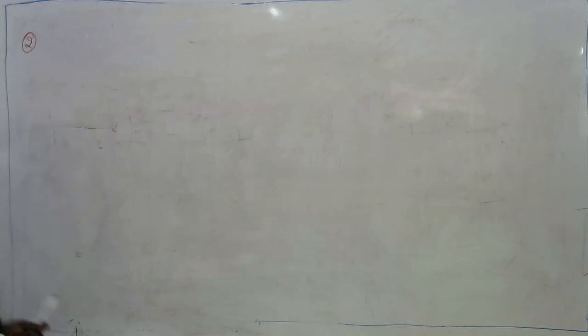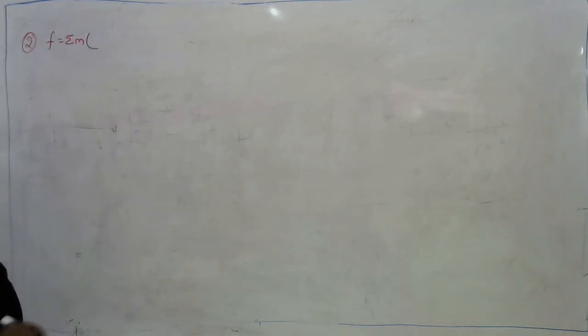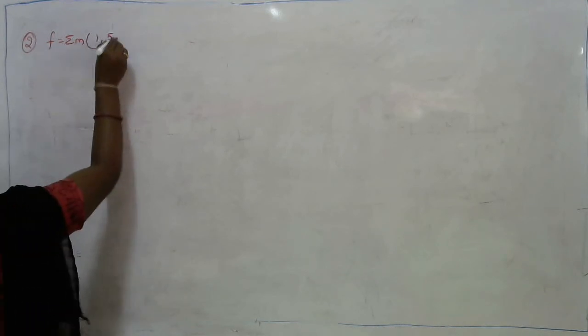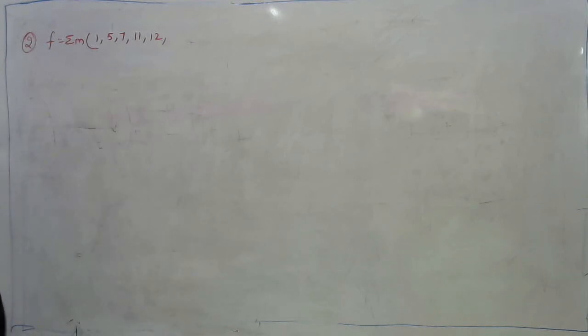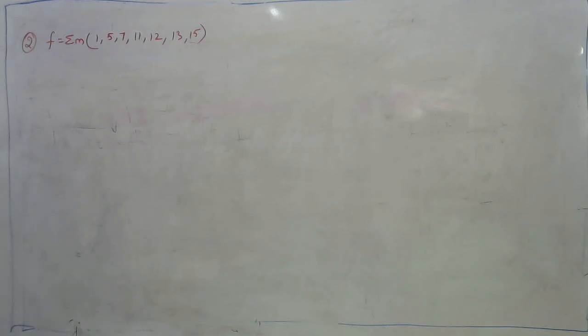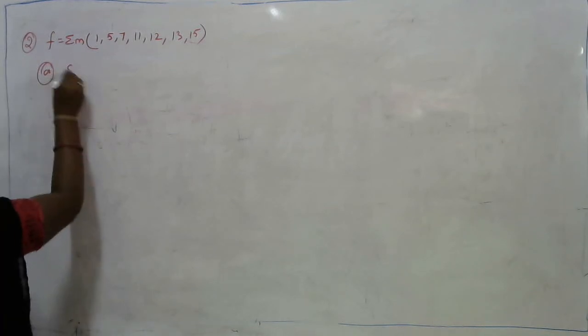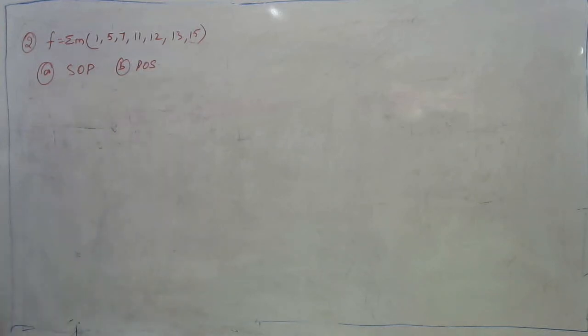Now let us see the second example for the 4 variable K-map, both in the SOP as well as in the POS expressions. So here the expression is F equivalent to sigma m of 1, 5, 7, 11, 12, 13, 15. So we need to minimize this expression. The first bit is simplifying SOP. The second bit is simplifying the POS form.